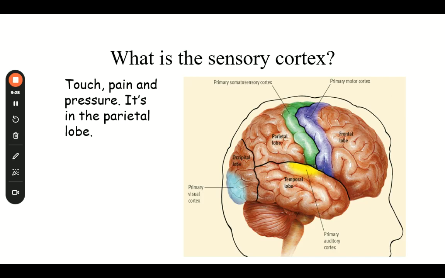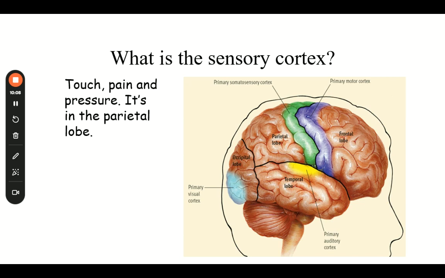All right, same picture, but different thing. Write it down. So just behind the motor cortex, you have a strip called the sensory cortex, or also called the somatosensory cortex. Soma does show up in your vocabulary a lot. Soma means body. Somatosensory cortex is where you get your touch sensations, your pain, and your pressure.